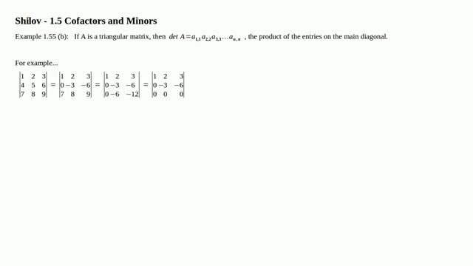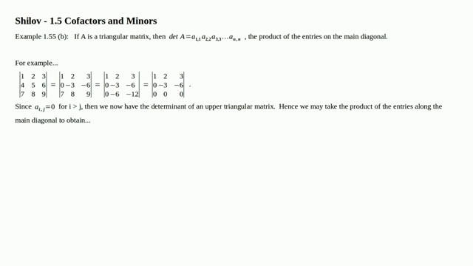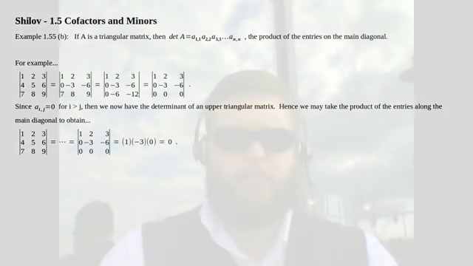Since a sub ij is equal to 0 for i greater than j, we now have the determinant of an upper triangular matrix. Hence, we may take the product of the entries along the main diagonal. It's super easy. It's going to be 0 because 1 times negative 3 times 0 is 0. Notice we got the same answer both ways.